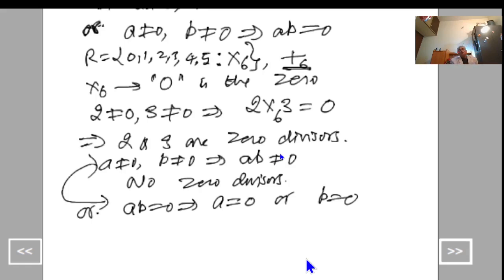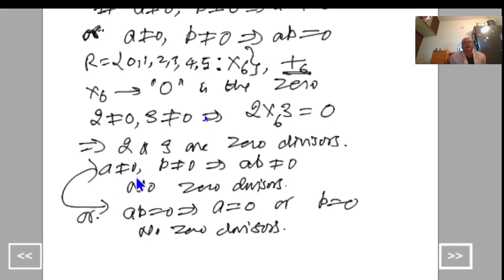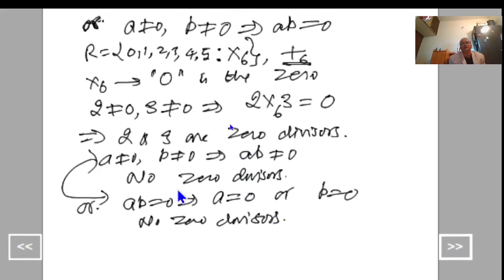AB equal to 0 must imply A equal to 0 or B equal to 0. Then we say that there are no 0 divisors. That is to prove a ring is without 0 divisors, I can prove like this also. I will consider A not equal to 0, B not equal to 0. Then I will prove that AB is also not equal to 0. Or we consider AB equal to 0, then we prove that either A equal to 0 or B equal to 0. This is what we say is without 0 divisors. That is, R may have 0 divisors, R may not have 0 divisors.